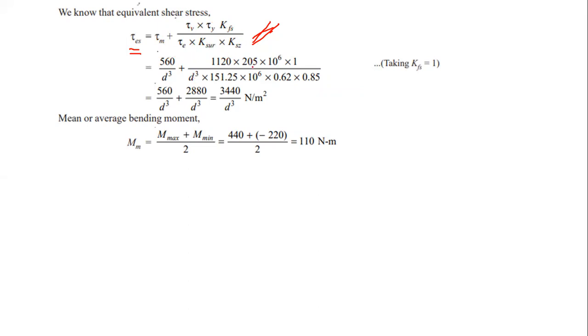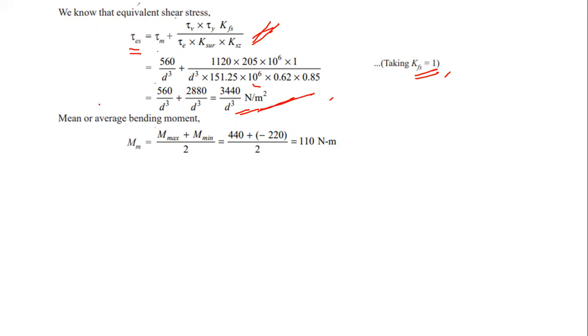Tau y equal to 0.5 into 10 power 6 and KFS equal to 1. Here I consider KFS as unity. This value is not given, so I consider 1 for KFS. K surface equal to 0.62 and K size equal to 0.85. Tau E equal to 151.25 into 10 power 6. So the value is 3440 by d cube, the value of equivalent shear stress tau es.